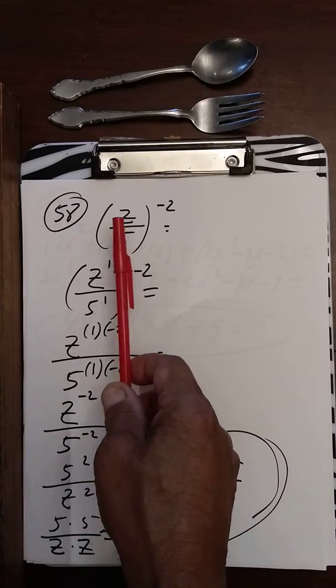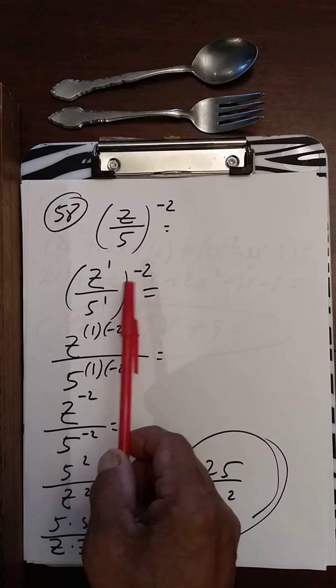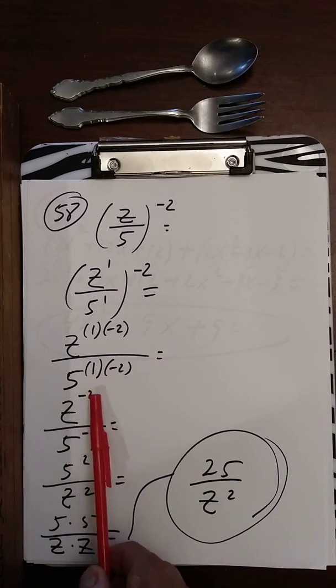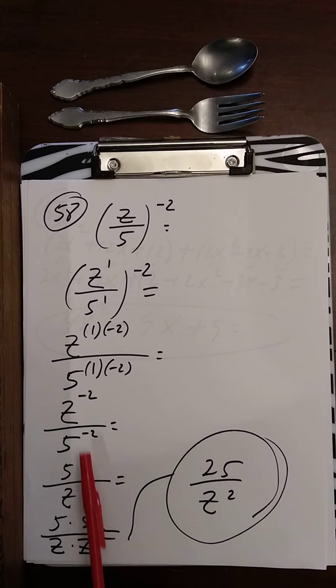Now we have z over 5. Put a 1, put a 1. Negative 2 times that, negative 2 times that. So we have z to the negative 2, 5 to the negative 2. Rewrite it. 5 over z to the 2. 5 times 5 on top is 25 over z squared.